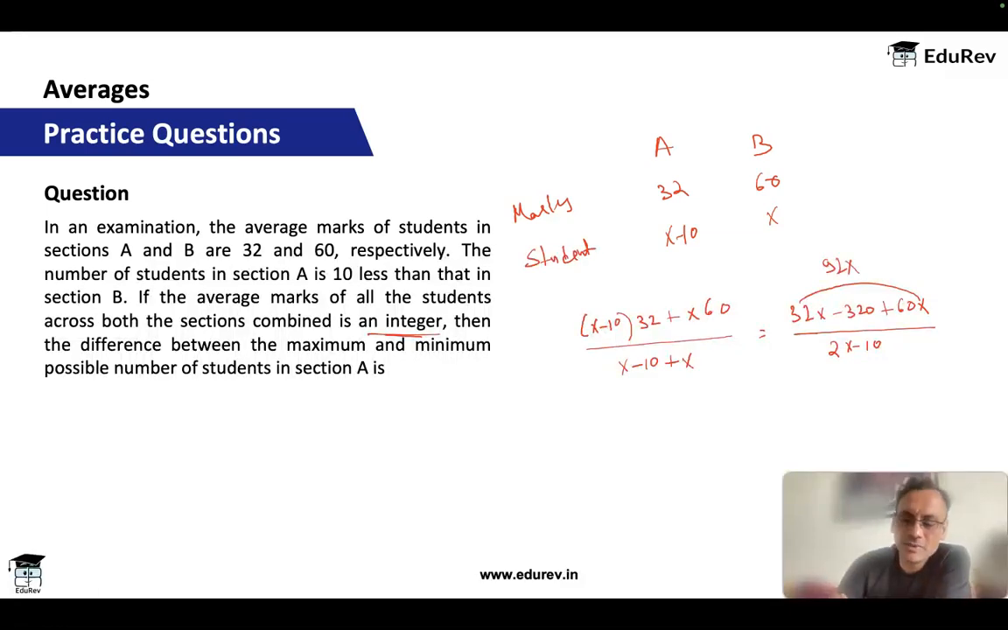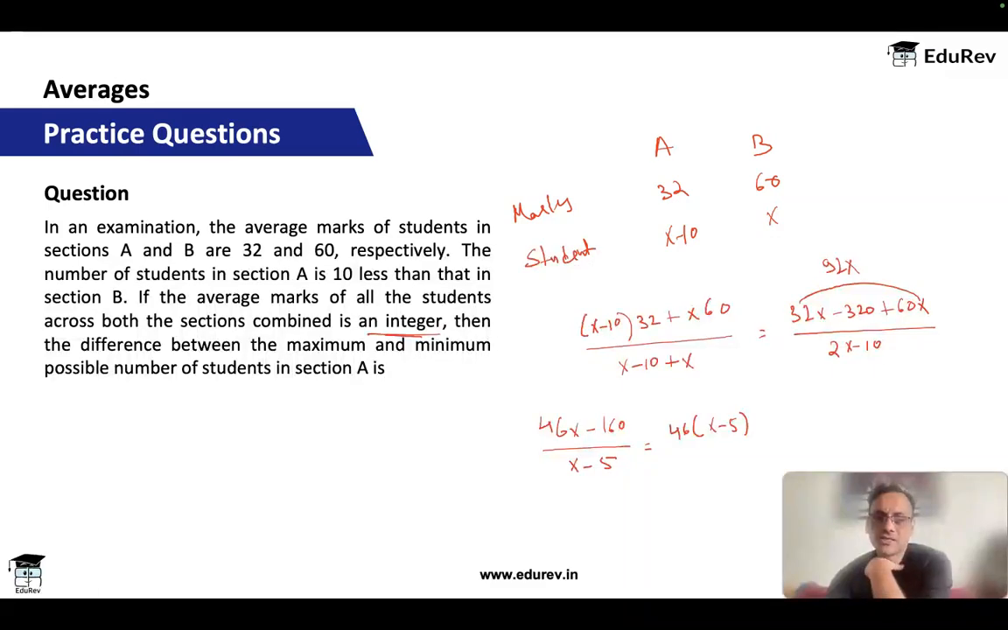And if you see, everything is a multiple of 2. So let's reduce this to (46x minus 160) upon x minus 5. Okay, this is an integer. Let's do a bit more. Denominator is x minus 5. Can I have my numerator in terms of x minus 5? If I write it in terms of x minus 5 and I multiply this 46, you'll have 46x minus 230. And here is 160, so I should have plus 70.